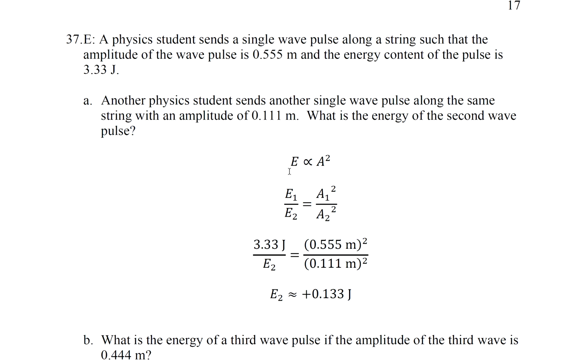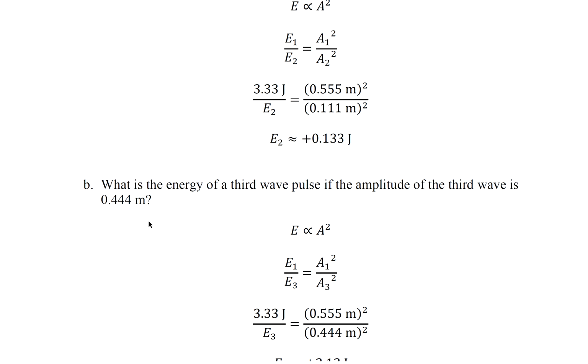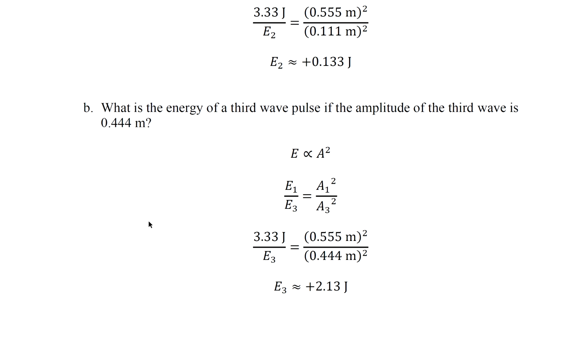Once again, energy is proportional to amplitude squared. E1 divided by E2 equals A1 squared over A2 squared. Solve for E2. What is the energy of a third wave pulse if the amplitude of the third wave is 0.444 meters? So use this equation. Solve for E3.